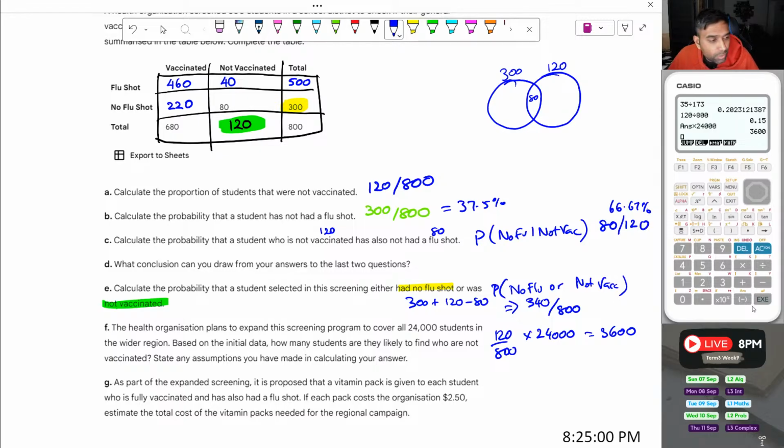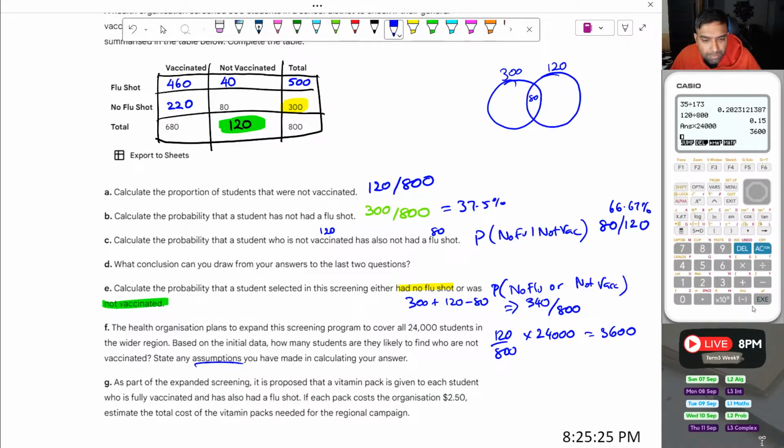But the assumption that we're going to make is that this sample of 800 students is representative of the whole population. So that's the only part that we need to remember about the assumptions. Okay, we're good to go.